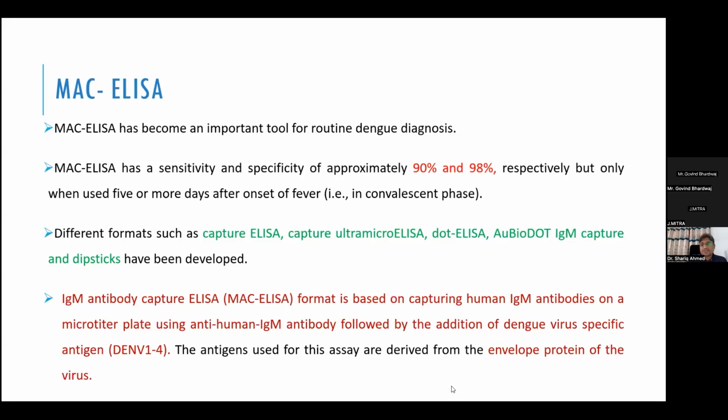So it is basically an IgM capture ELISA format based on capturing human IgM antibodies on a microtiter plate using anti-human IgM antibodies, followed by addition of dengue virus specific antigen. So we can also detect the serotype specific on the basis of this IgM capture ELISA, and the antigen involved is the envelope protein of the virus.